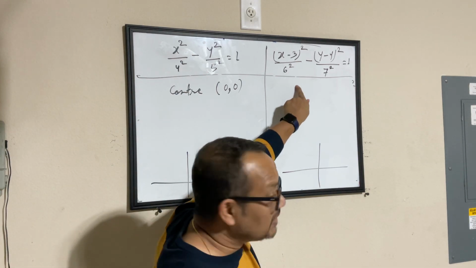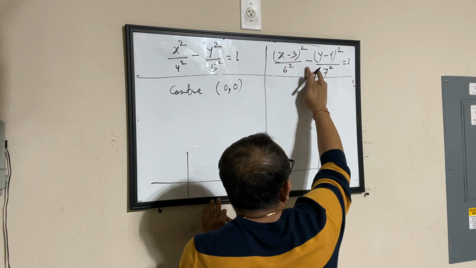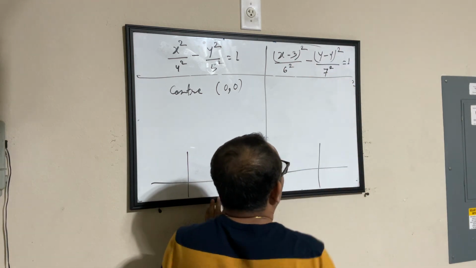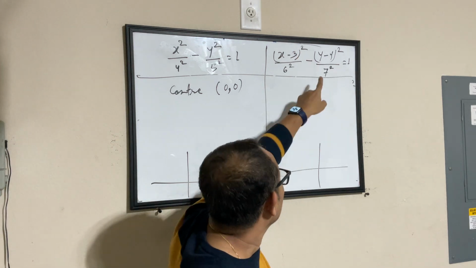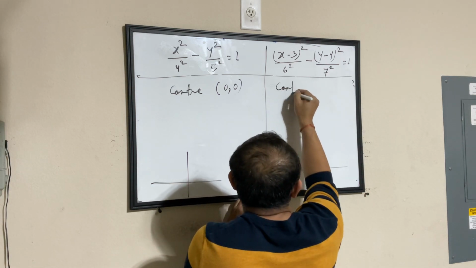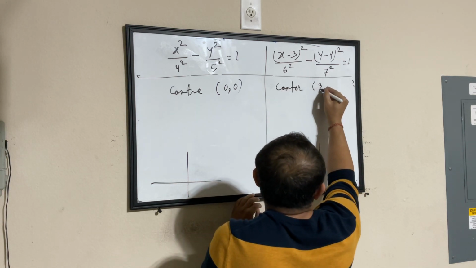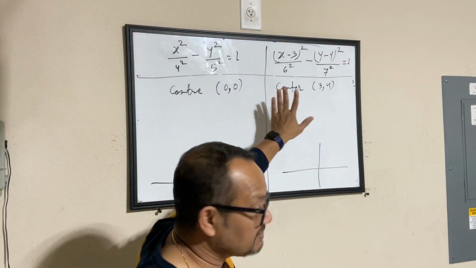If I look at this one, I see that it's x minus h by something squared minus y minus k by something squared. So here h is 3 and k is 4. So here my center is 3, 4. Are you guys with me so far? Just by looking at this equation, I'm not doing anything magical, okay?